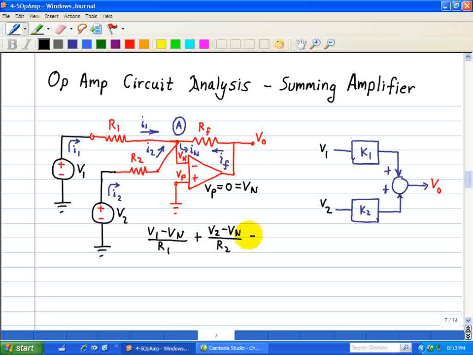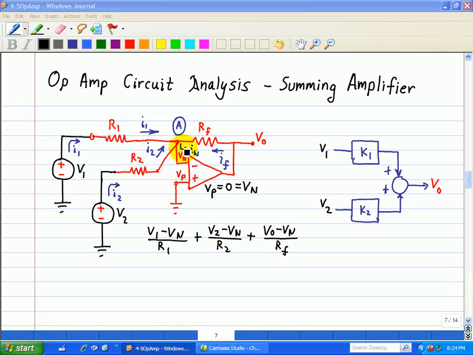Then also coming into node A is the feedback current. Because I labeled the direction going into node A, it will be VO minus Vn divided by RF. And the outgoing current is minus IN, and that's equal to 0.